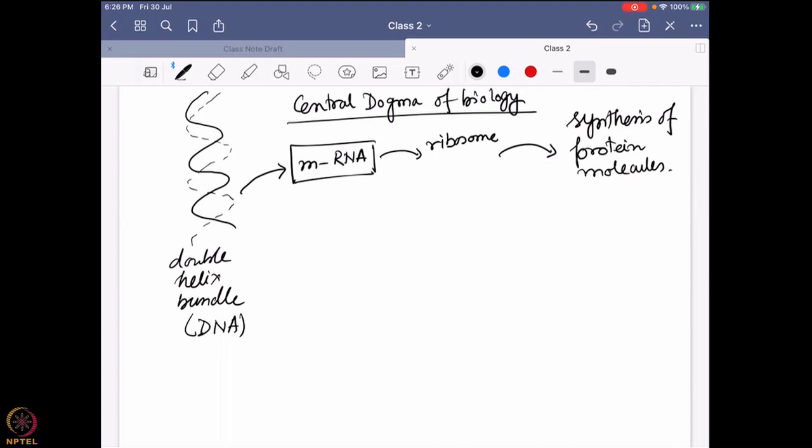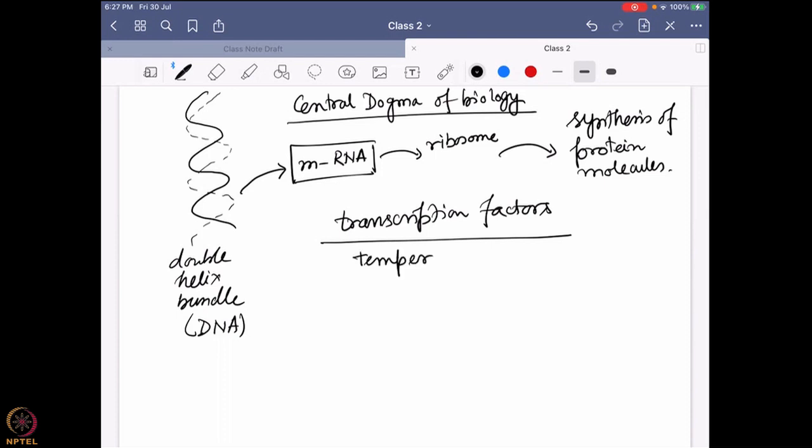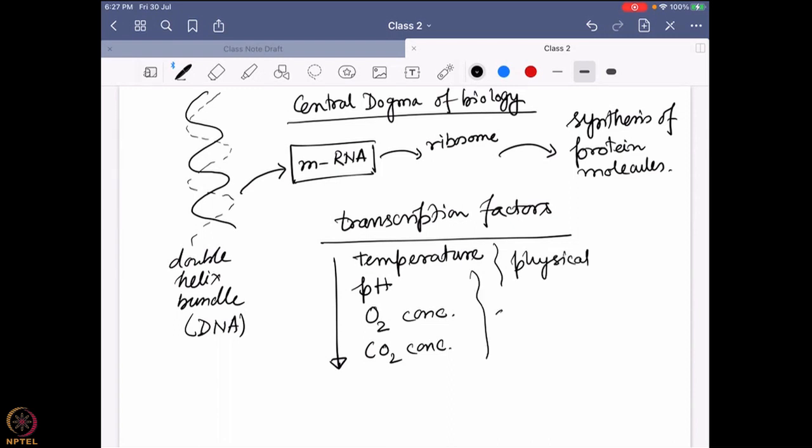This DNA molecule senses some changes in the biological environment, and only then does it open up. Those phenomena which aid the opening of the DNA are generally known as transcription factors. And what are those transcription factors? They can be physical conditions like temperature. For example, if someone has a wrong metabolism and the body is heating up, it is sensed by the DNA, which tries to stop it by creating protein molecules that might help. It might be pH, the oxygen concentration, the carbon dioxide concentration, and so on and so forth. So they can be physical in nature, and they can be chemical in nature.